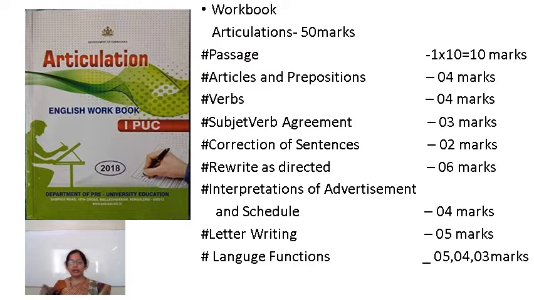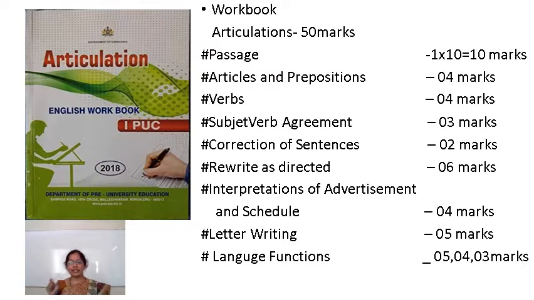There you are going to read the passage and attend the 10 questions which have been asked on the same passage. They will give the passage, and you look at it and answer there. And next comes articles and prepositions, which you are going to attend for 4 marks. And next comes verbs, that is for 4 marks. Here you can see some questions. Unseen passage means the passage will be there in the question paper and you are going to attend the questions on the same passage.